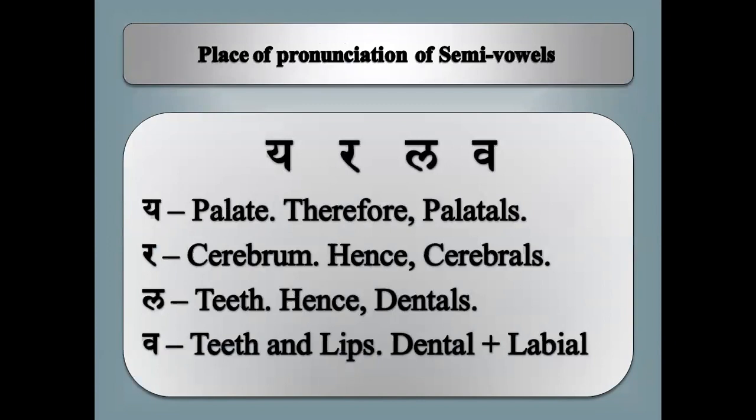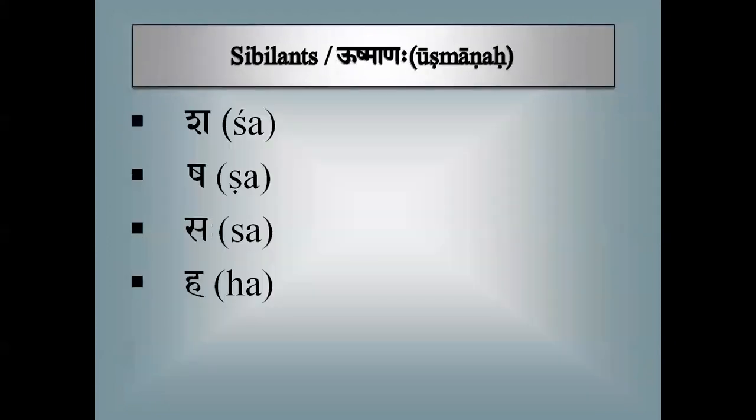You can note that. Ya, ra, la, va. Ya palatal, ra cerebral, la dental, and va is dental plus labial. And after semi vowels, then comes ushmanaha, sibilants. And you can see that there are 4 sibilants: sha, sha, sa, ha. This pronunciation is important. Listen carefully.